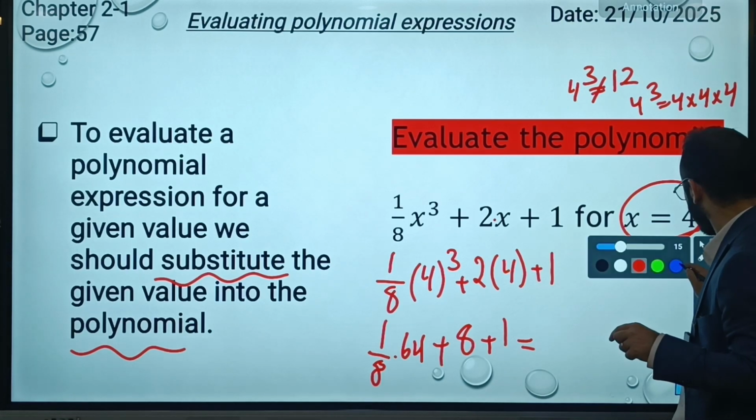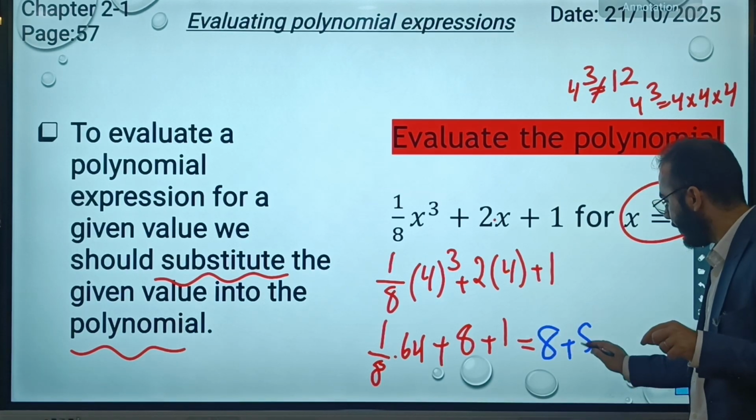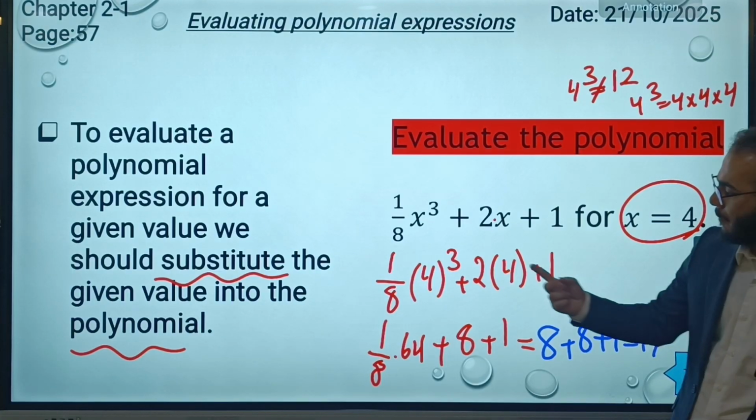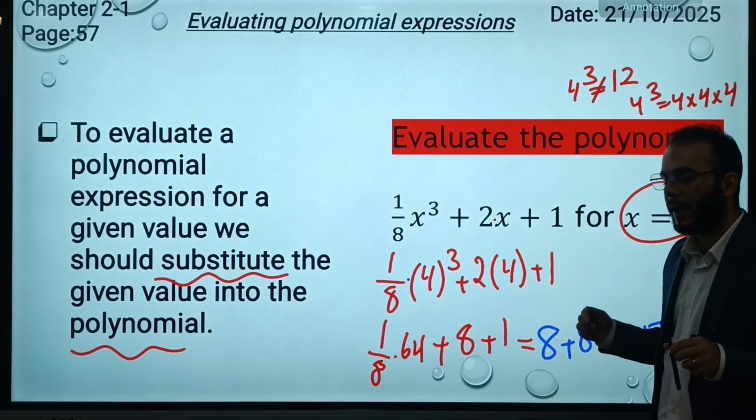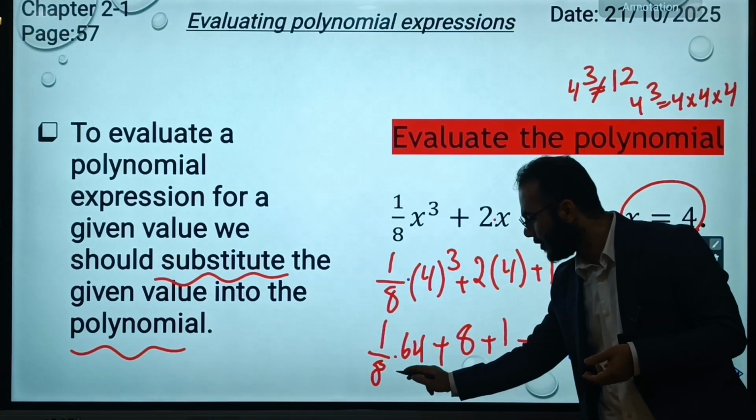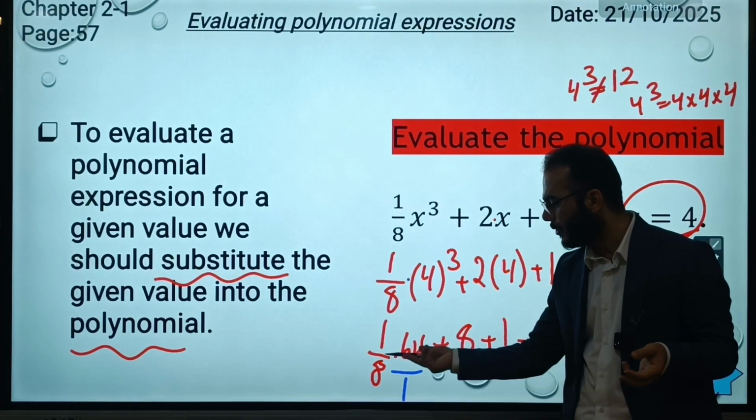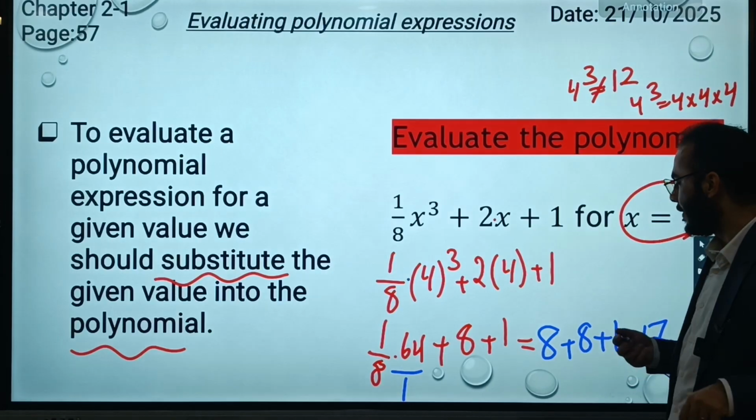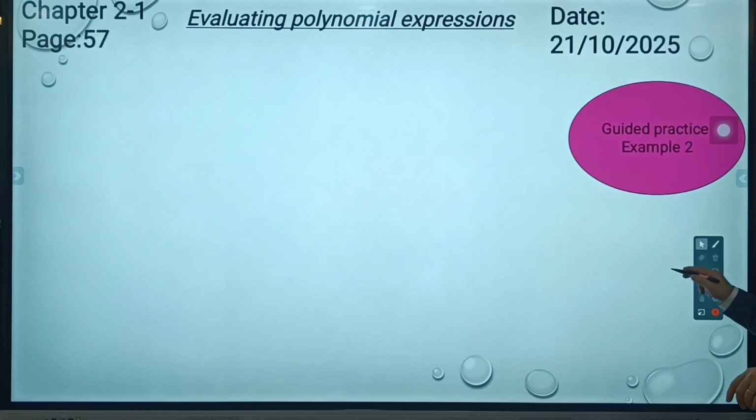You will get 8 plus 8 plus 1. So finally you're going to get 17. Remember, 1 over 8 times 64 equals 8. Either you can say there is a denominator of 1 here, so the multiplication of fractions is numerator times numerator, denominator times denominator. Then since it's divisible by 8, you will divide it. Perfect. So for evaluating, you should substitute the given value into the polynomial that is given.